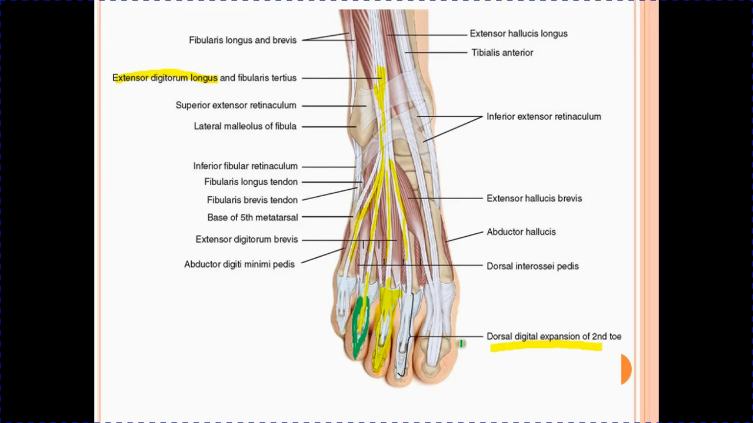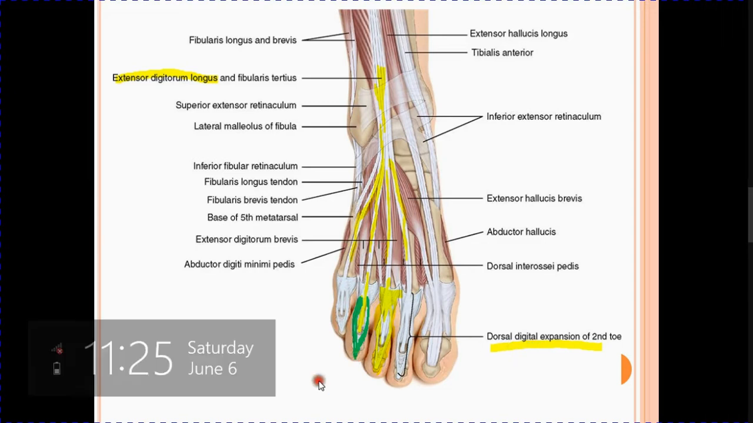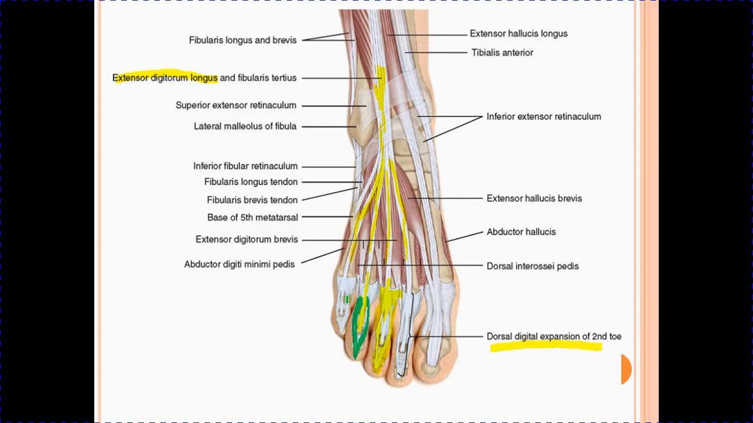Then it forms the dorsal digital expansion, which is actually a triangular aponeurosis, flat aponeurosis formed by the tendon of extensor digitorum longus. How it is formed? The tendon splits into a central slip and into 2 peripheral slips. The central slip is inserted into the middle phalanx. You can see very clearly in this one as well.